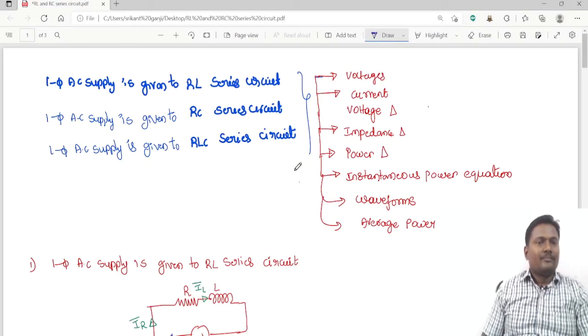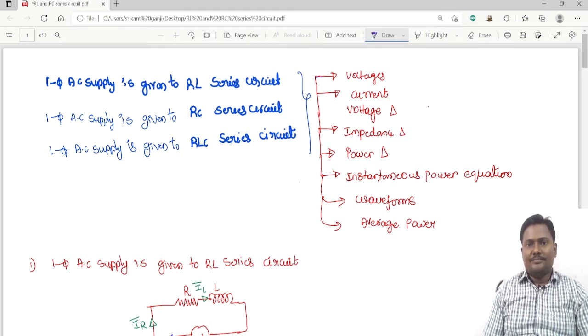Welcome back. Today we will discuss a single phase AC supply given to an RL series circuit, an RC series circuit, and an RLC series circuit. For all these three you should remember these conclusion points. We will define voltages, currents, voltage triangle, impedance triangle, power triangle, and the instantaneous power equation, waveforms and average power.